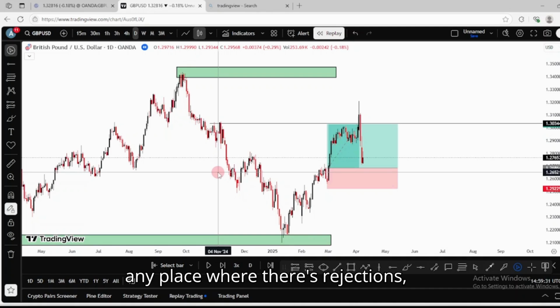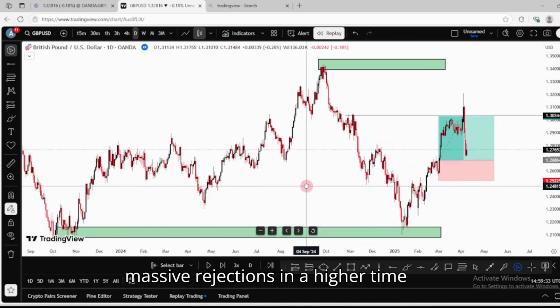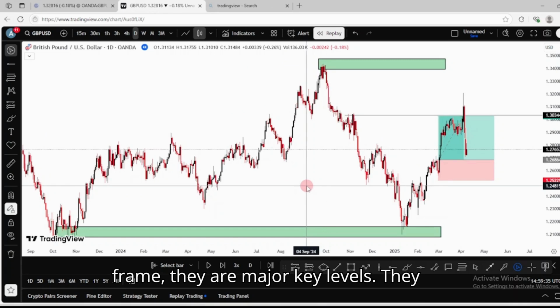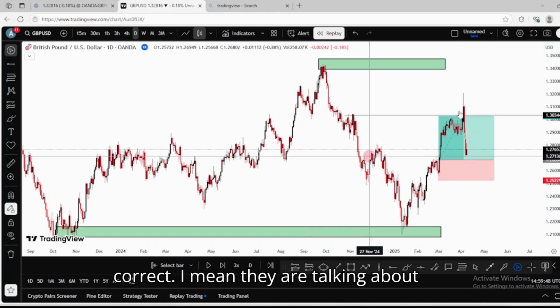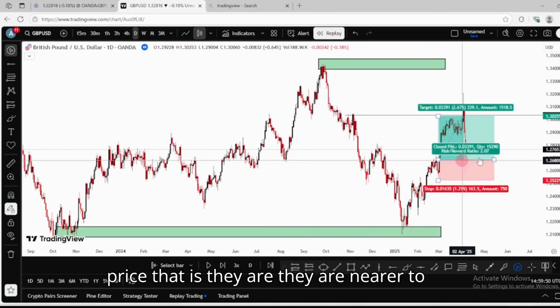Any place where there are massive rejections in a higher time frame, they are major key levels, they are major zones. Okay, and any key level that is in the 30 minutes or the 1 hour or the 15 minutes, they are minor key levels based on the rejection they are giving, based on the fact that they are nearer to price.